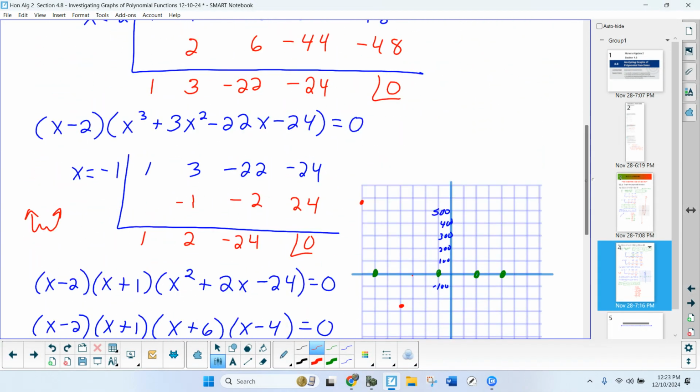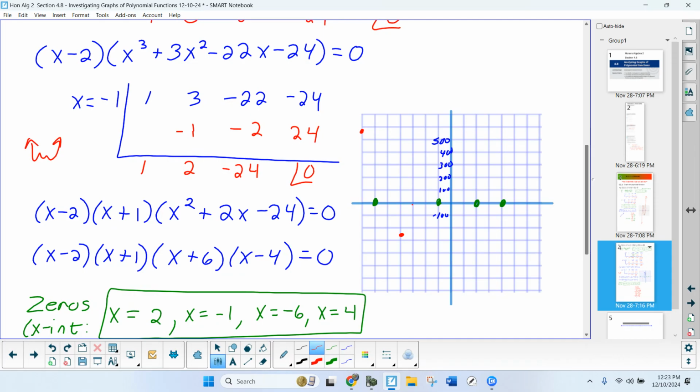0, 48. And then at 3, it was -36. And then at 5, it was up at almost 200. Okay. Can you totally see the shape of this graph, knowing your end behaviors?